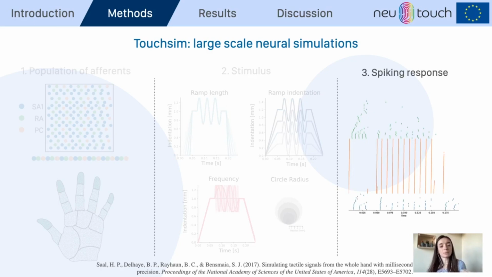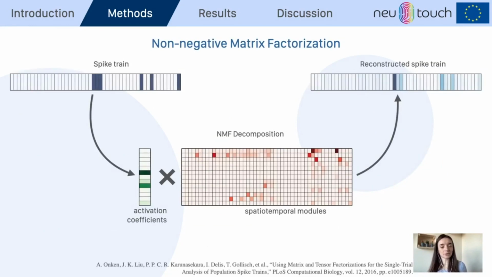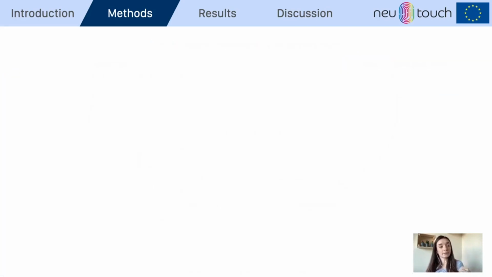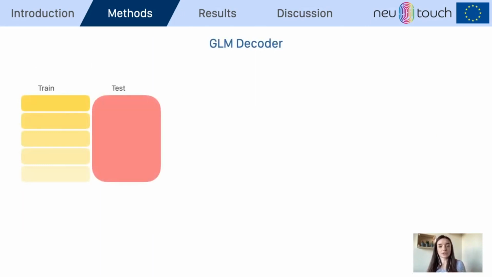Considering that we are dealing with populations with thousands of afferents, the first step of the analysis is a dimensionality reduction. In particular, we use non-negative matrix factorization, which linearly decomposes spike trains into non-negative basis functions and activation coefficients. We choose this dimensionality reduction method because the non-negative constraint makes the extracted basis functions still interpretable as firing patterns. Then we use the activation coefficients obtained for each trial to feed a multinomial logistic regression classifier to decode different stimulus features separately.